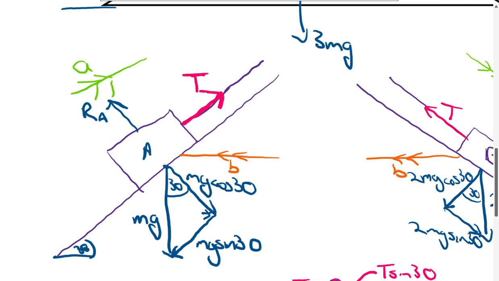So we need to decompose these B's into perpendicular and parallel to the plane. So perpendicular, parallel, that's 30 degrees again. That 30 is doing loads of work for us. So this is B sine 30 into the plane and B cos 30 down the plane. Okay.